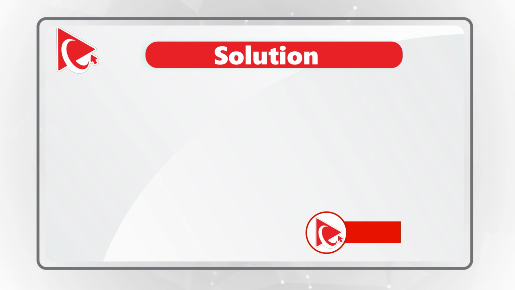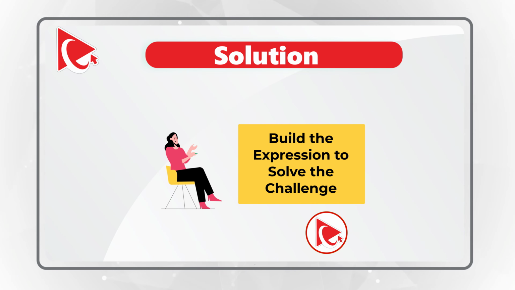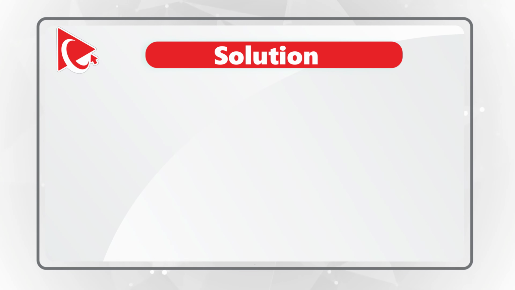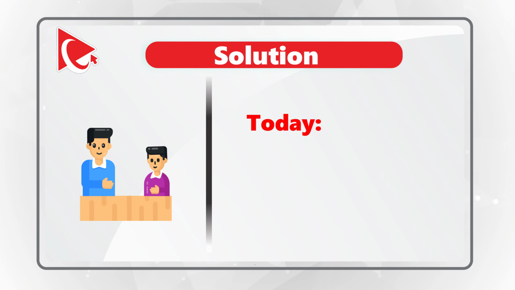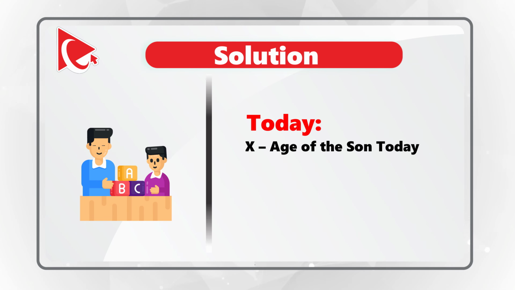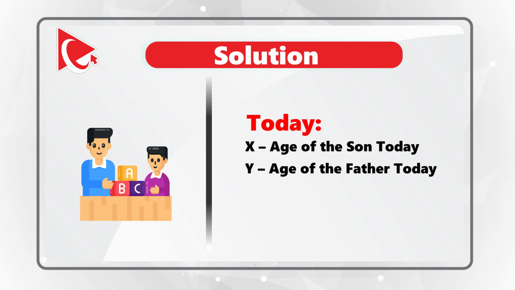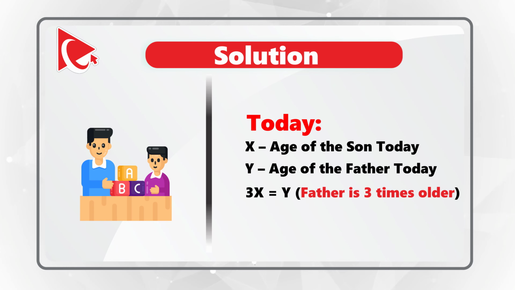will work in the math. But instead of doing that, we're going to build the expression and calculate the father's present age. In the first step, we're going to introduce 2 variables. Variable x will represent the age of the son today, and variable y will represent the father's age today. So our first formula is 3x equals y, which indicates that today the father is 3 times older than his son.